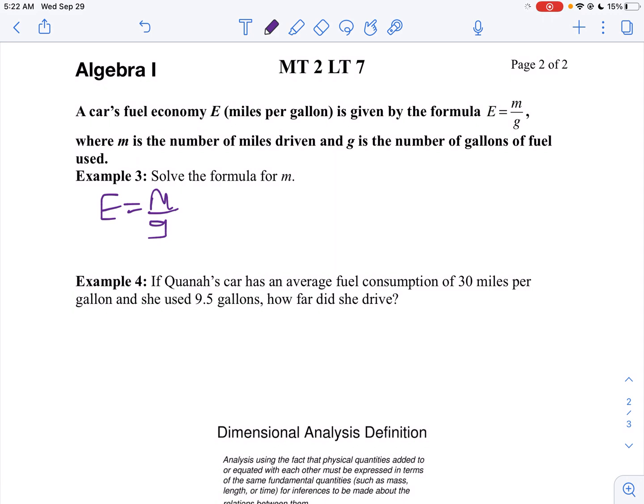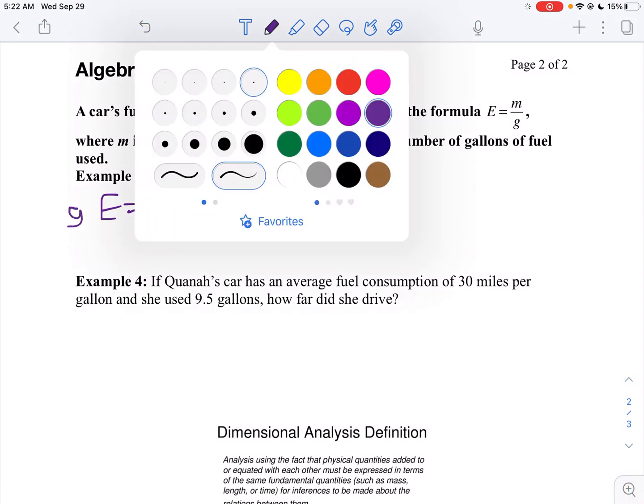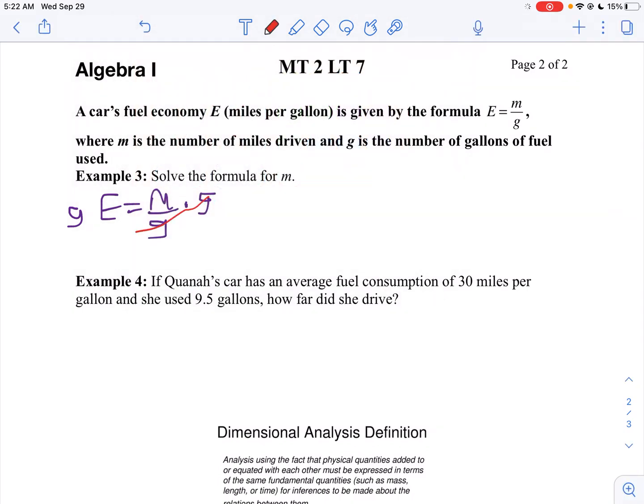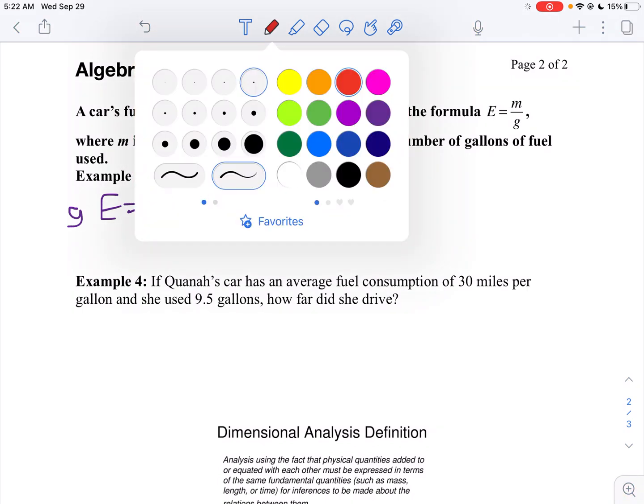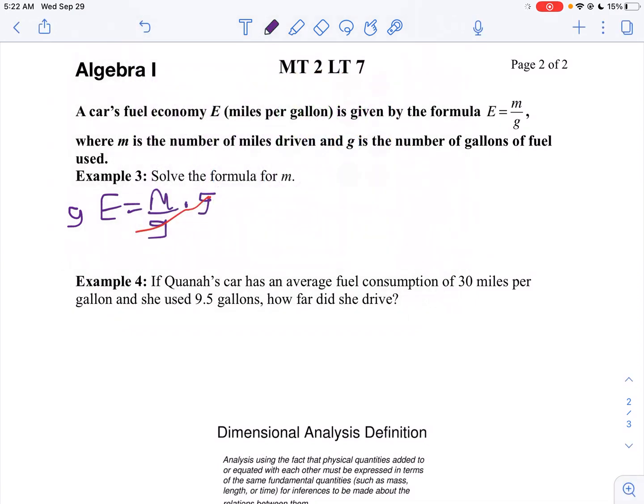Well, the opposite of dividing to get M by itself is multiplying. So I'm going to multiply both sides by G. So on the right-hand side, notice here G is reduced. I'm going to write my E first just because I like to write it that way, although you could write G then E. I'm going to write EG equals M. And you just solve this formula for M.